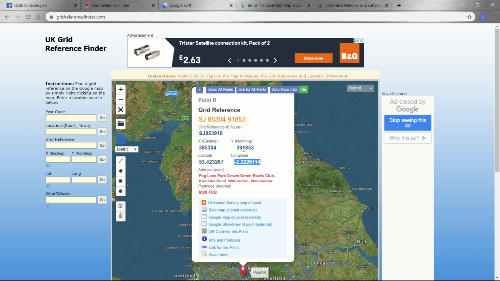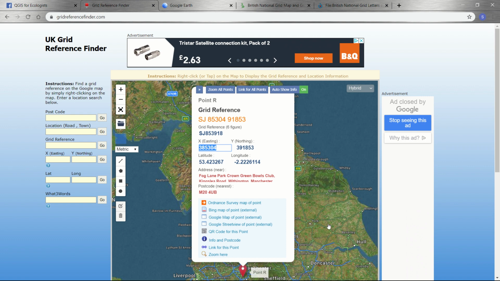If we move to the eastings and northings, this is how we would input British National Grid coordinates into a GIS system. We wouldn't be using the SJ followed by the numbers. We would always be using the X, Y, eastings and northings coordinates. And what these are, literally, are measurements of meters.